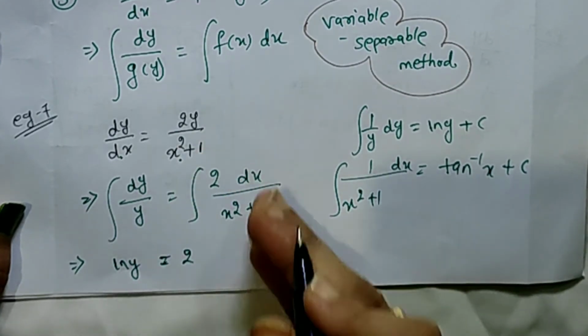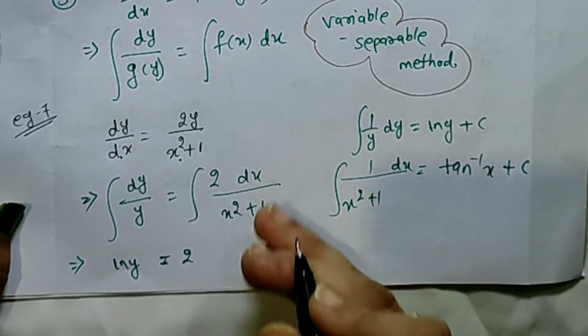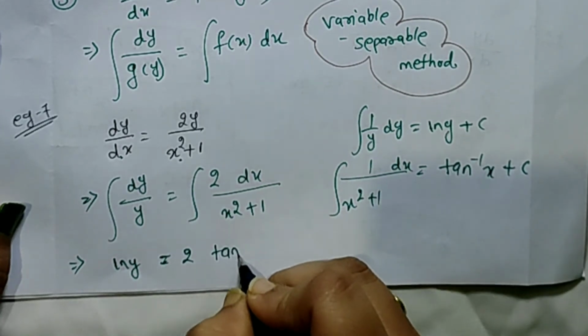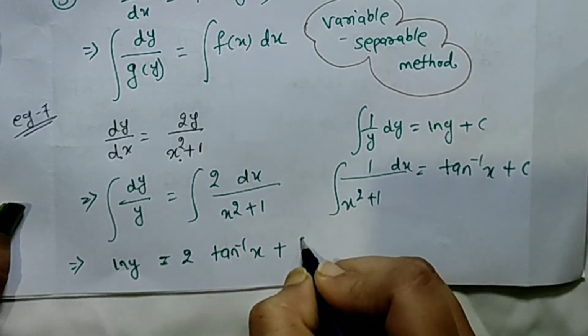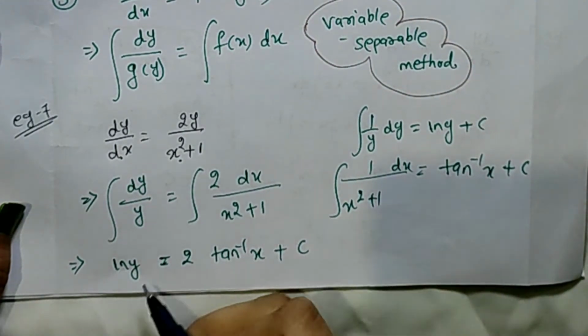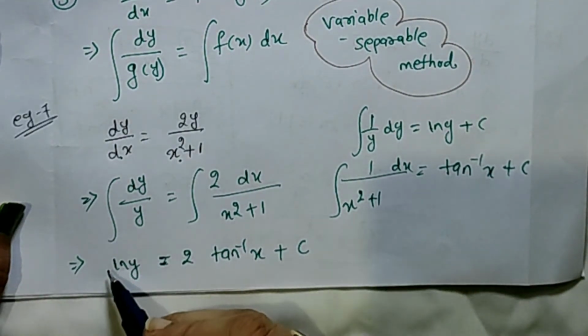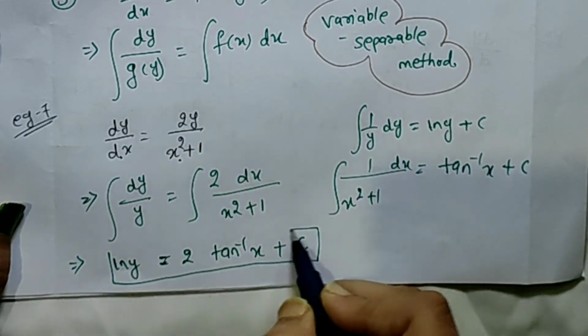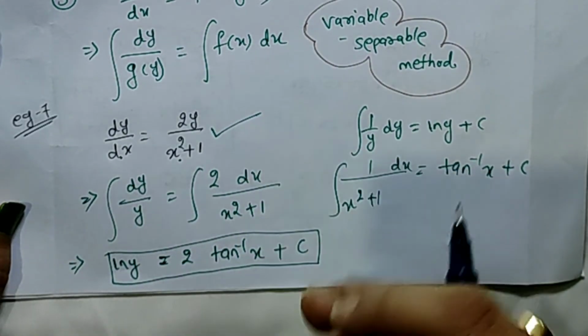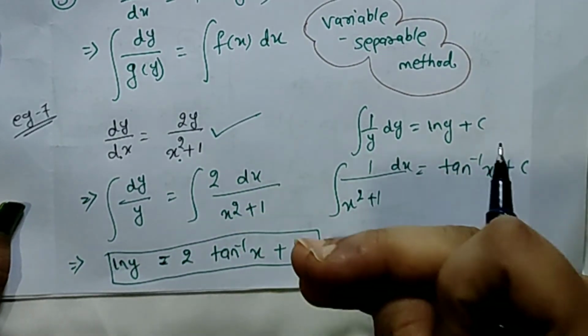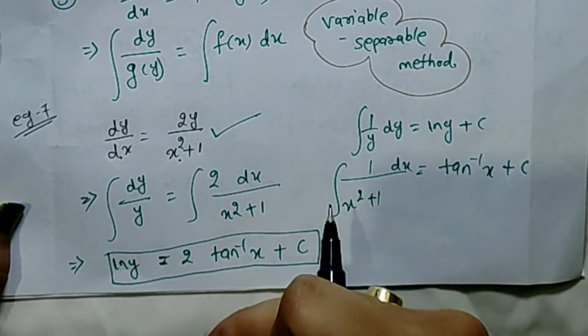Now integration of 1 by x square plus 1 into dx will be tan inverse x plus c. Clear? Okay. Now this is a solution to this differential equation, and this method is called variable separable method.